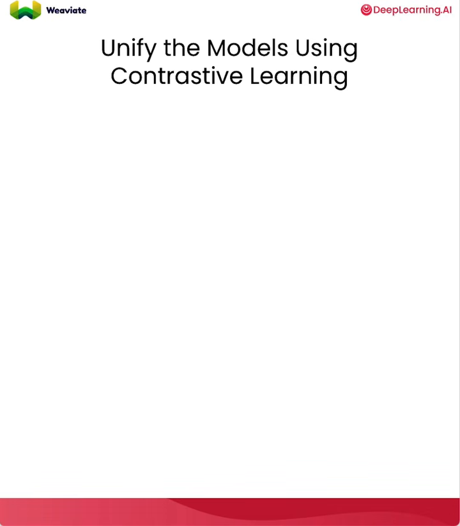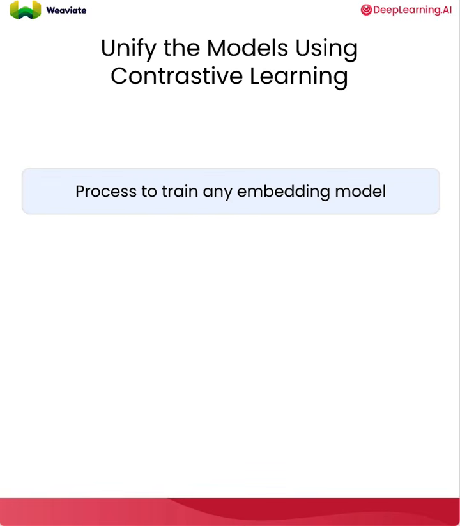The task of unifying multiple models into one embedding space is done using a process called contrastive representation learning. Contrastive representation learning is a general-purpose process that can be used to train any embedding model, not just multimodal embedding models.